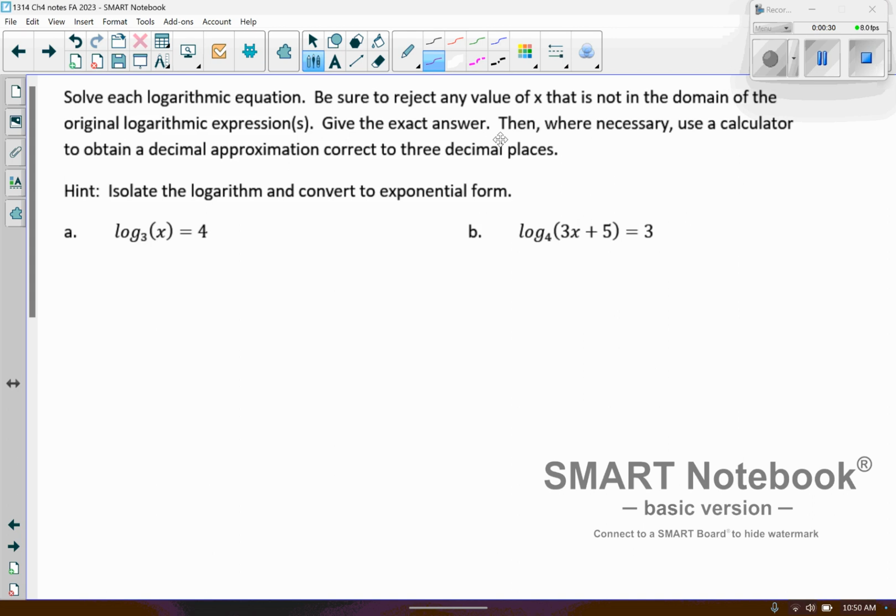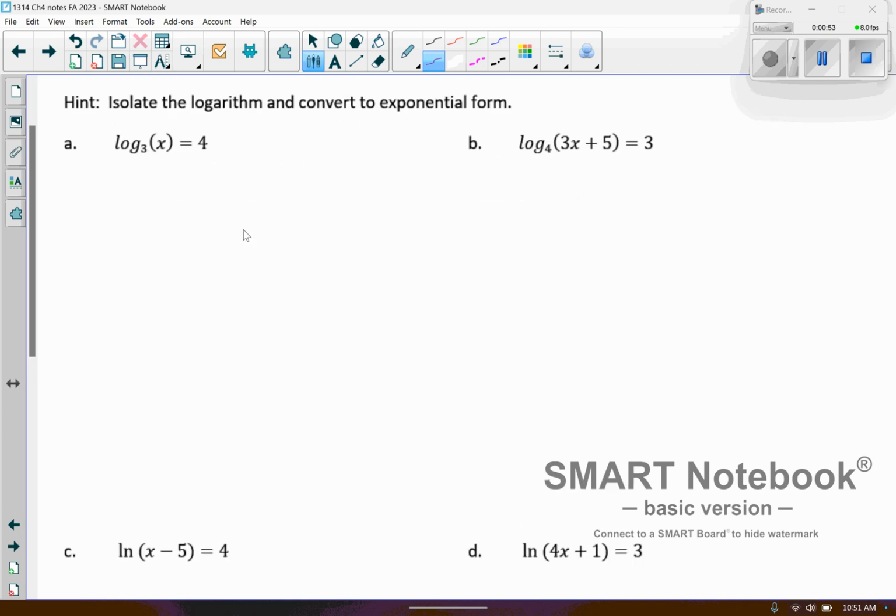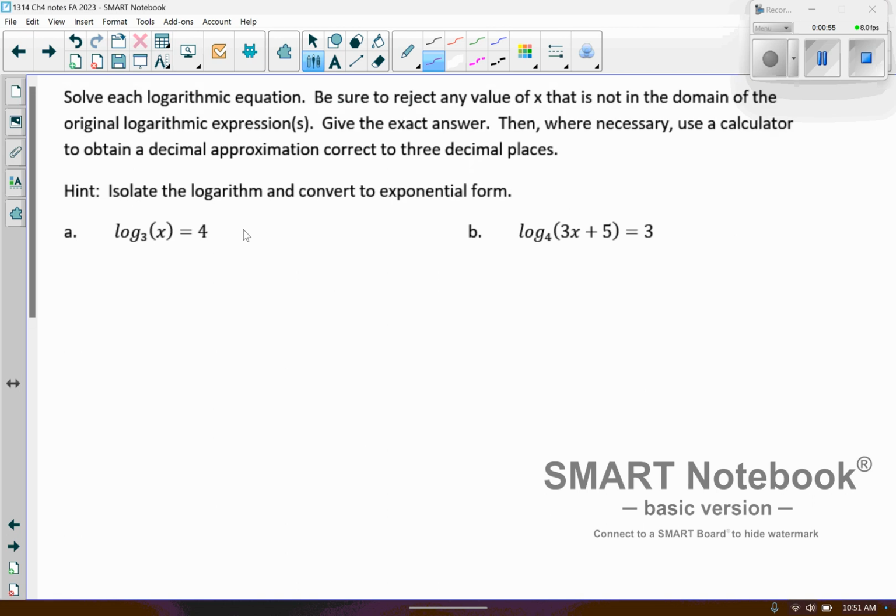Give the exact answer, and then, where necessary, use a calculator to obtain a decimal approximation correct to 3 decimal places. So here's our hint to get started: isolate the logarithm and convert to exponential form. These first two right here are ready to go. They're already isolated. If we scroll down, those are isolated too. Maybe we'll see one that's not ready yet, but these two are good to go.